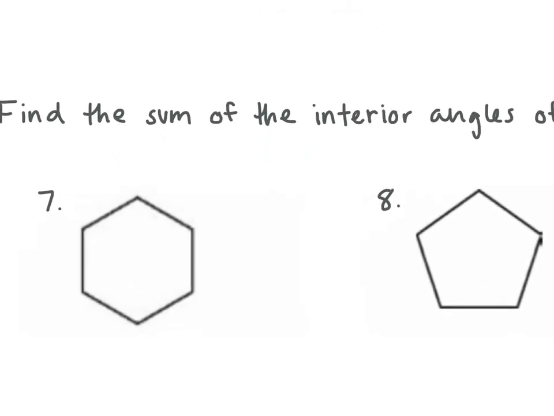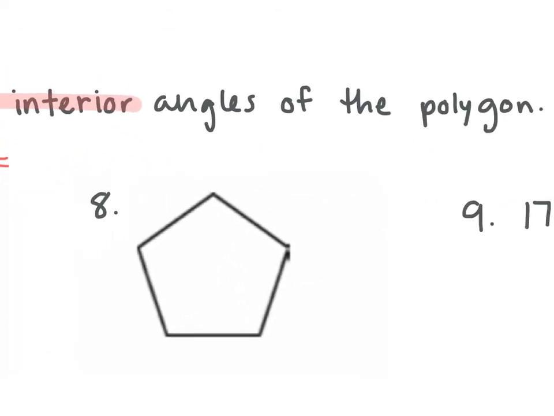So how do we find the sum of the interior? So we do the number of sides, which for this one it's 6, minus 2 times 180. So we get 720 degrees. What about for number 8? So we do the number of sides minus 2 times 180. We get 540.